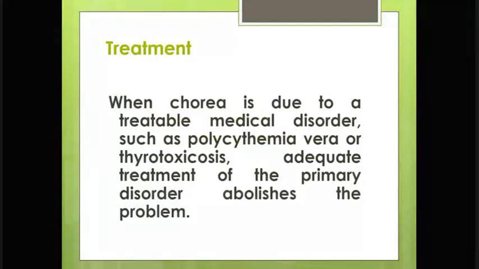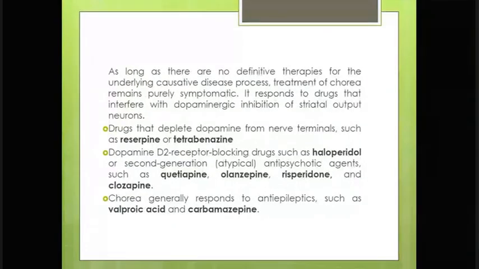Treatment of chorea. When chorea is due to treatable medical disorders such as polycythemia rubra or thyrotoxicosis, adequate treatment of the primary disorder abolishes the problem. But when we say treatment of chorea, we mean the symptomatic treatment of chorea. With an inherited problem, or when there is no different therapy for the underlying problem, we need symptomatic treatment.